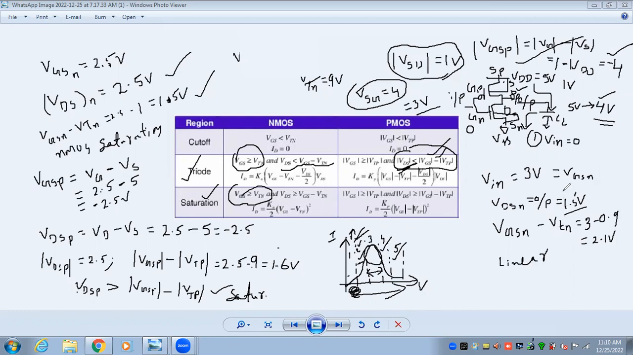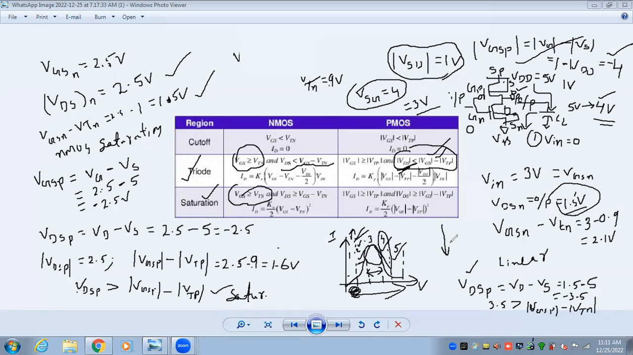And since the output VDS is 1.5, VDS of PMOS is nothing but VD minus VS. VD is 1.5 output, minus VS which is 5 volts. So it is going to be minus 3.5. If you take the magnitude, VDSP is plus 3.5, and this is greater than mod VGSP minus mod VTP. So in which region is the PMOS transistor? In the fourth region, the NMOS transistor has entered into linear region and the PMOS will be in saturation region. But overall, since the current flows from VDD to VSS and both are in series, very small current will be there in the fourth region.